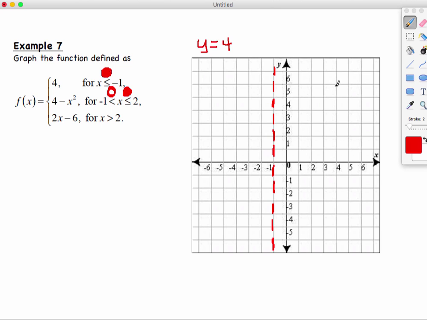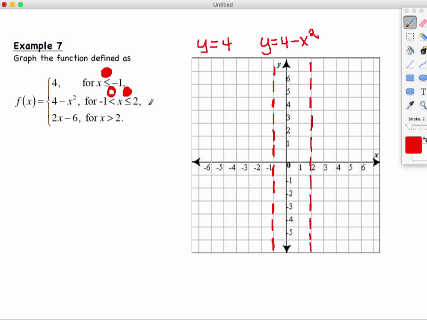And so I'm going to break up my graph because my interval goes from -1 to 2. I'm going to break it up at 2. It's already broken up at -1. I'm going to put that in there. And again, you can erase these lines later. And the equation in the middle part of my graph is going to be y equals 4 minus x squared.